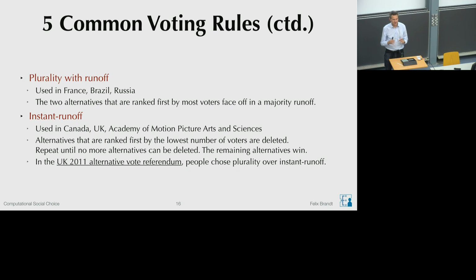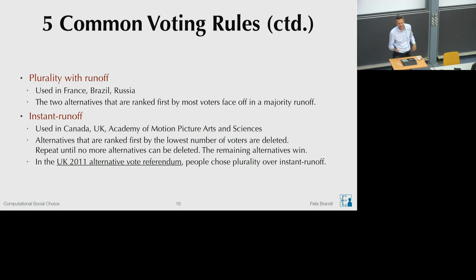So far we've only talked about rules which select a single candidate. But the single transferable vote, called STV, is very similar to this instant runoff method. It has also become quite popular, now in the US, where there are large lobbying groups which want to implement this, which probably is a good idea. It's not one of my favorite rules, though.